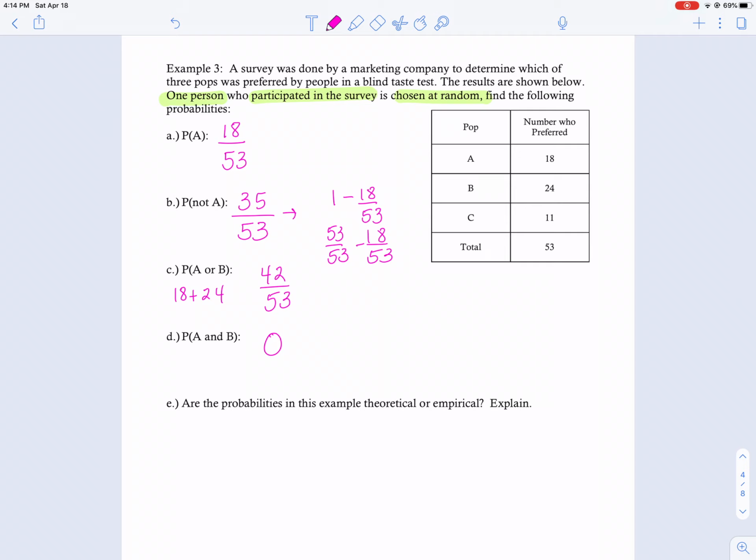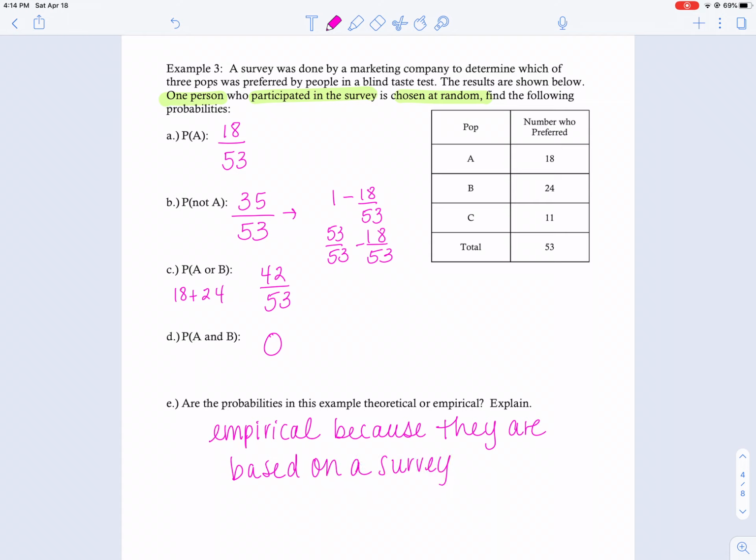Are the probabilities in this example theoretical or empirical? Definitely empirical. Okay? And this is because they are based on a survey, with actual data. Everything was based on this specific survey.